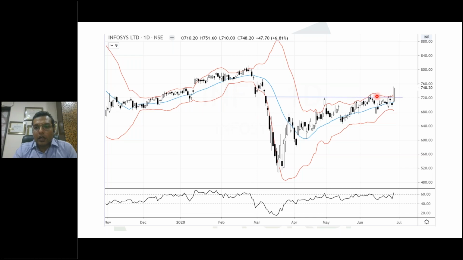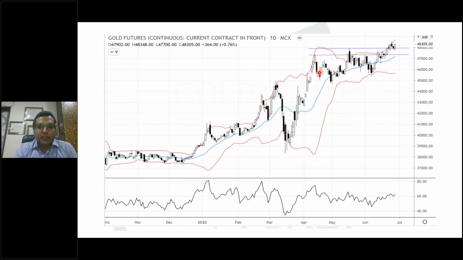And then we have Infosys. We had a good breakout during the last day. This was a very good resistance zone, and RSI prior to this consolidation was below the 40 level. During consolidation, it went between 60-40, and then there was its breakout. It is above 60. The bands are expanding. Again, you can keep this stock in your watch list.